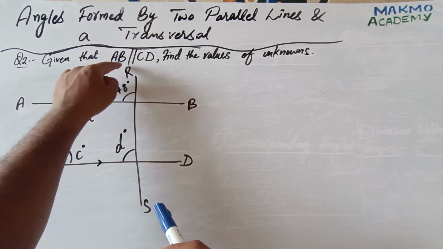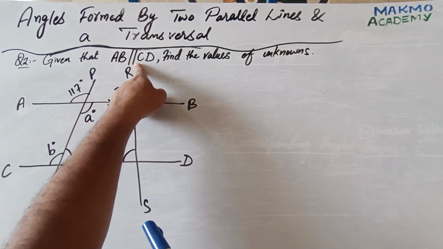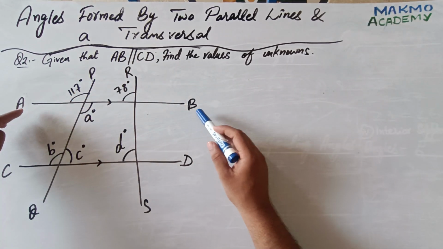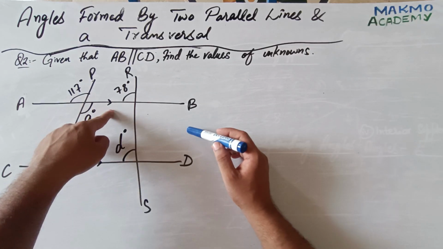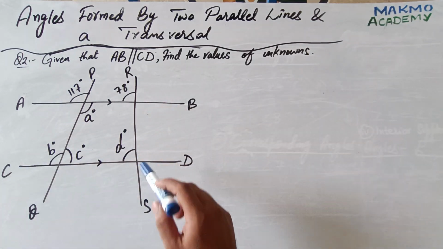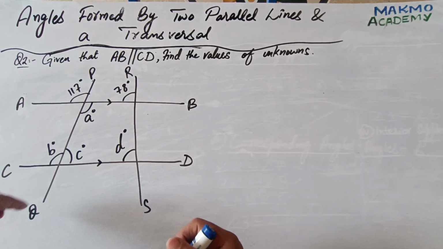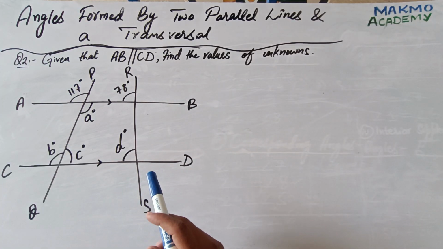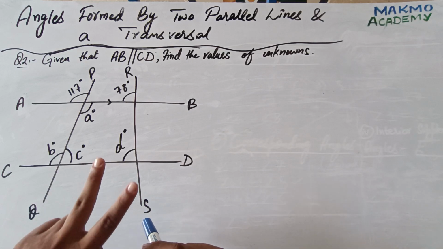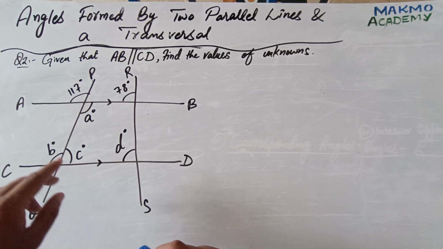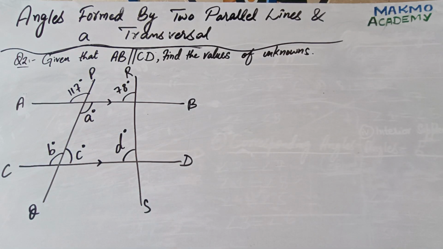Given that line AB is parallel to line CD. This is the symbol of parallel lines. They have mentioned it in the question as well, and there is an indication of a single arrow and a single arrow. It means that these two lines are parallel. Find the value of the unknown angle. It means that line PQ and line RS both are transversals. So in this particular question, there are two transversals. One transversal is line PQ and another transversal is line RS.